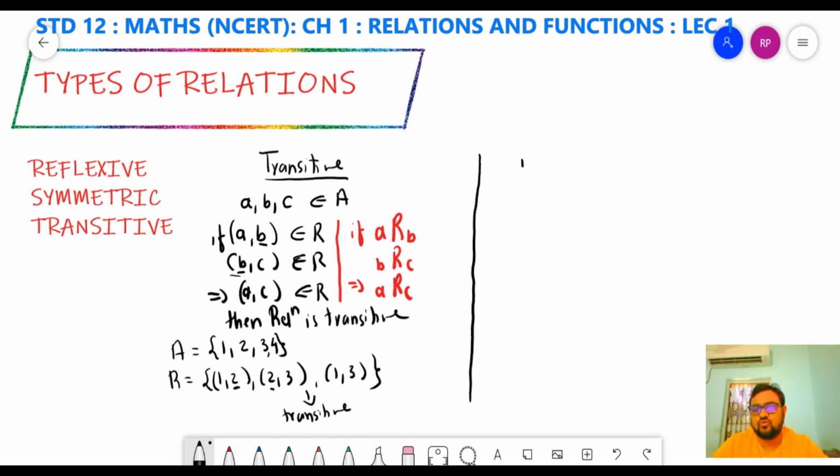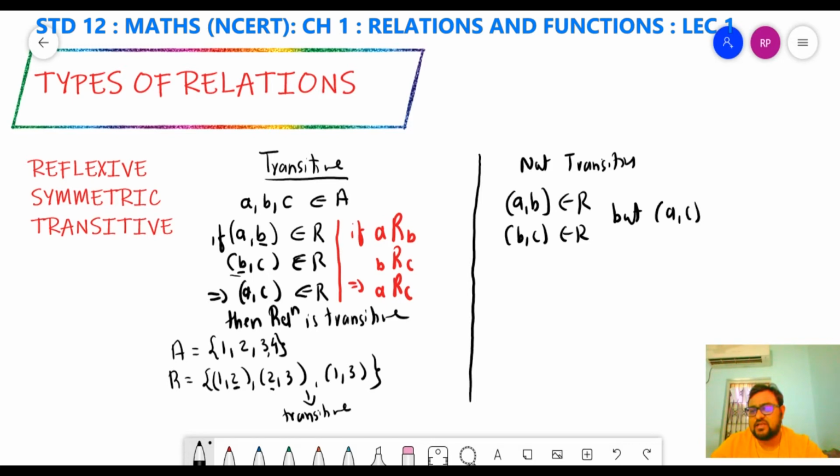If you want to prove the relation is not transitive, then you have to show that (a, b) belongs to R and (b, c) belongs to R, but (a, c) does not belong to R. In that case, the relation is said to be not a transitive relation.